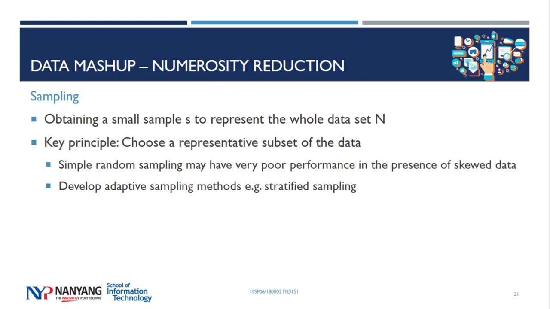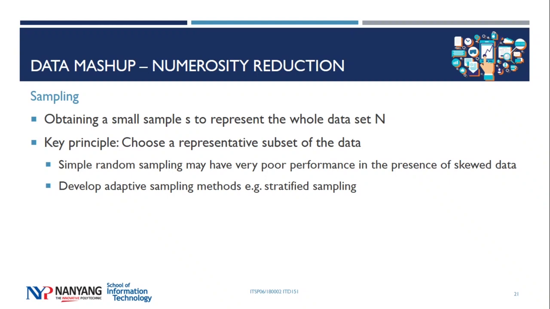So another way to reduce the data is to do sampling. Sampling is concerned with the selection of a representative sample to reflect the characteristics of the entire population. So the key principle is to select a representative subset of the data.